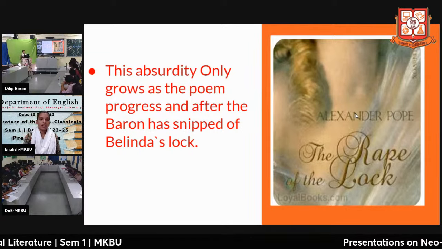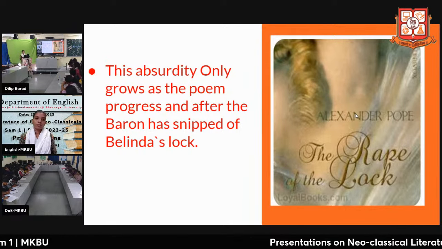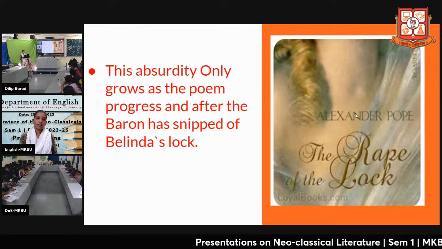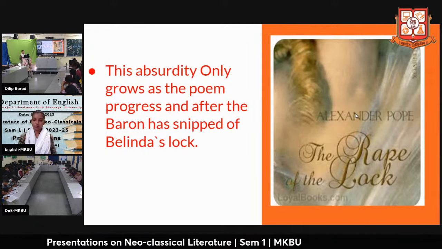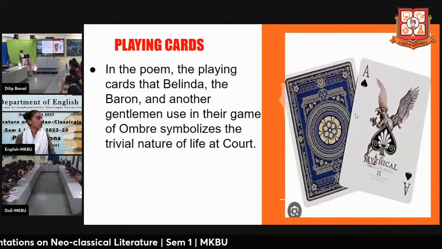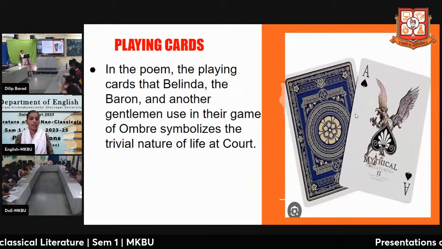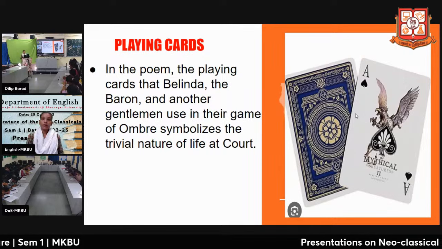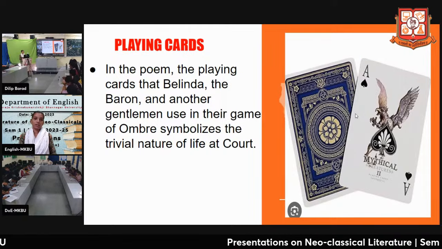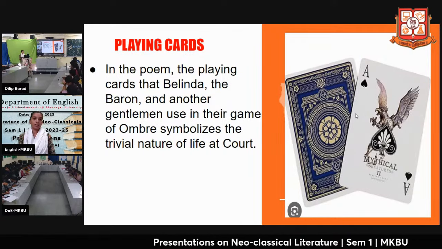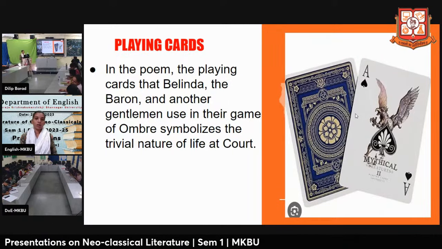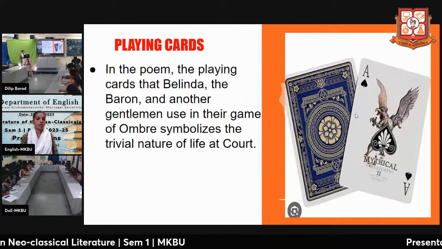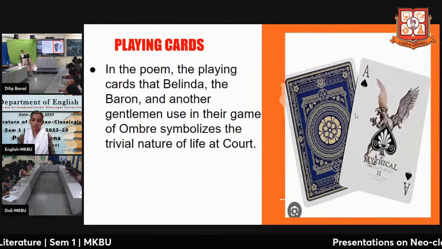This absurdity only grows as the poem progresses, and after the Baron has a snippet of Belinda's lock. Second, playing cards. In the poem, the playing cards that Belinda, the Baron and another gentleman use in their game of ombre symbolize the travelled nature of life and court.